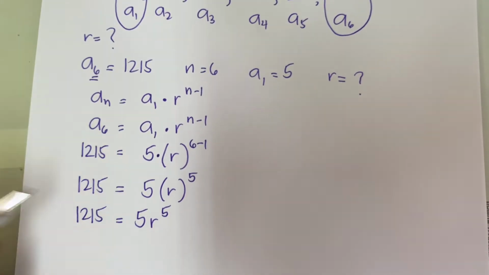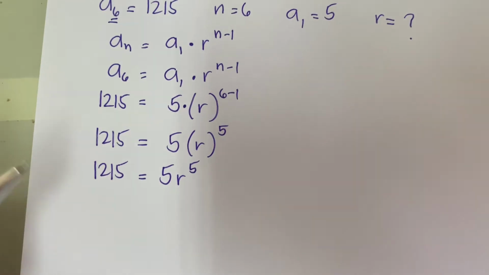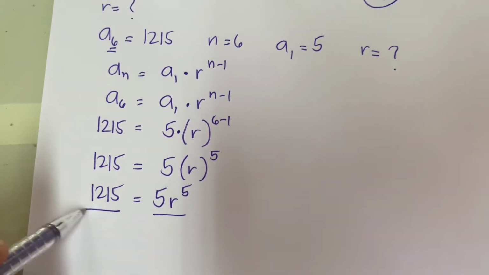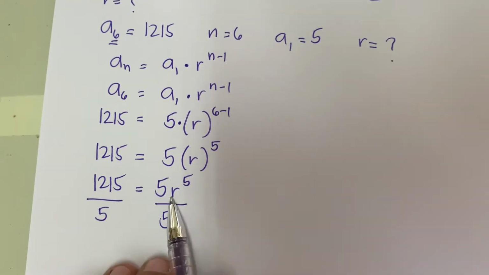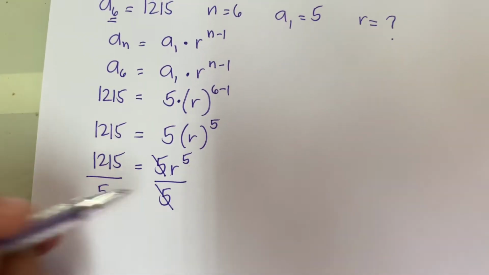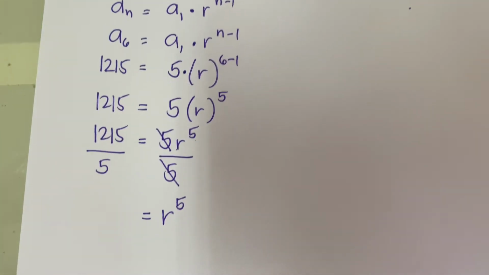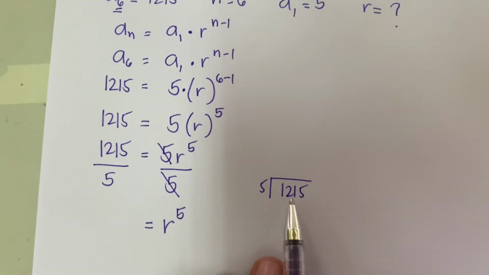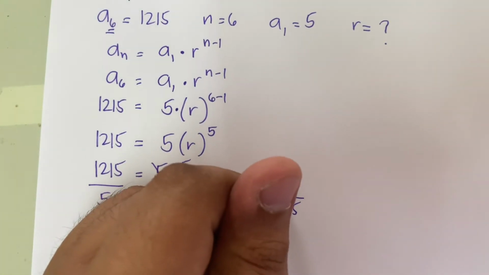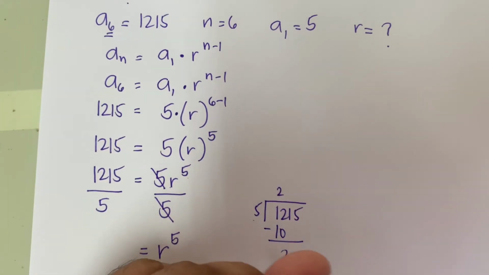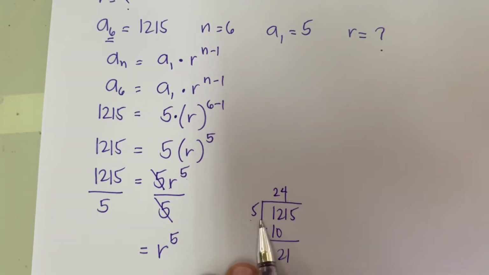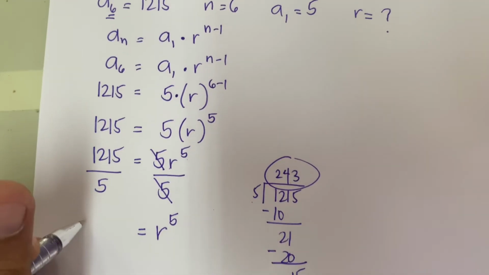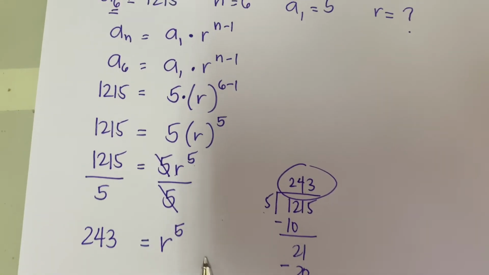Then 1,215. Next, what could be your solution here? So I need to divide both sides by 5 so that r to the power of 5 will remain. So 5 divided by 5, the answer is r to the power of 5. Then 1,215 divided by 5 is... So 12 divided by 5, the answer is 2, that's 10. Subtract, that's 2, bring down the 1, 21, that's 4. 4 times 5, that's 20. Then subtract, 15, that's 243. So therefore, I have 243 is equal to r to the power of 5.